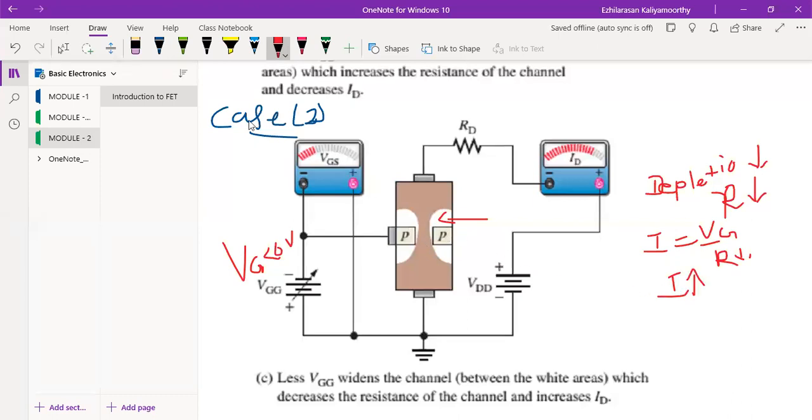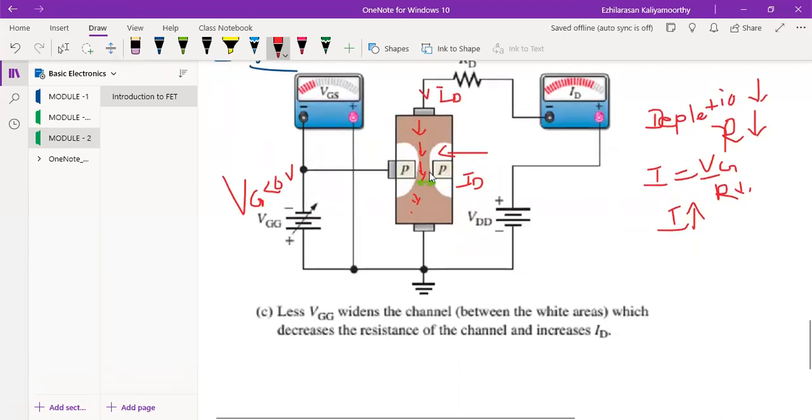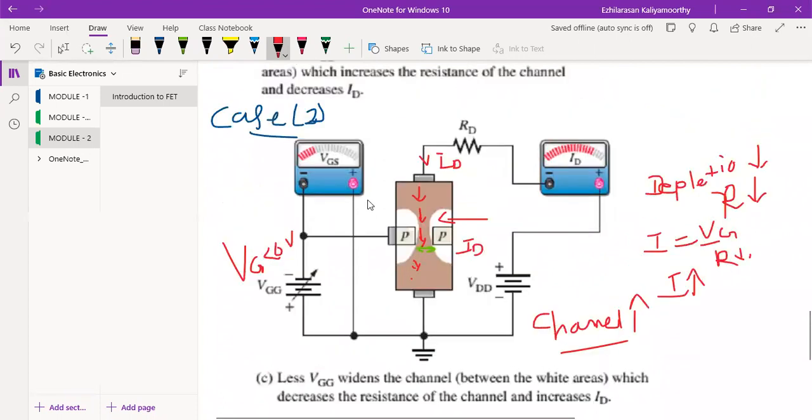So automatically what will happen? See the path, see the gap here. You are getting a large enough gap. With this gap, the current will flow like this, that is, the ID current will flow. So from this I can say VG widens the channel. The channel will be increased, very, very important. This decreases the resistance of the channel and will increase the ID. So this is what we can say.